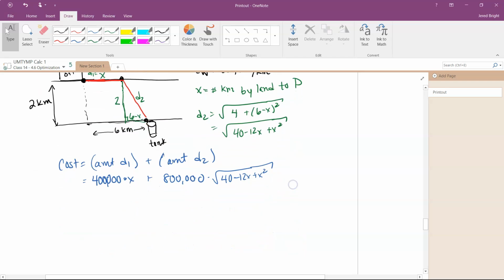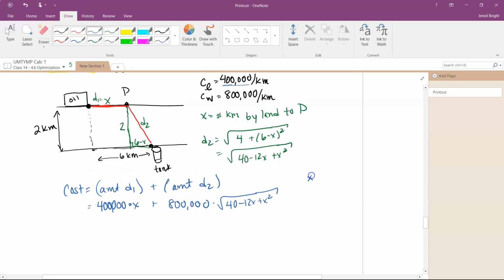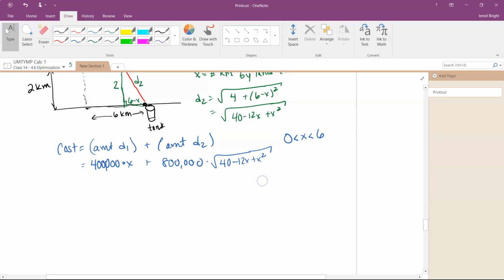That's not too bad. Well, before I go on, I should check my domain. What is x? x should be something that is less than 6 and bigger than 0. I can't go all the way directly across and down. I could, but then it's going to be pretty expensive. And similarly, if x was 0, that would be going over water only, straight down the shore. So I can't have x be either one of those.